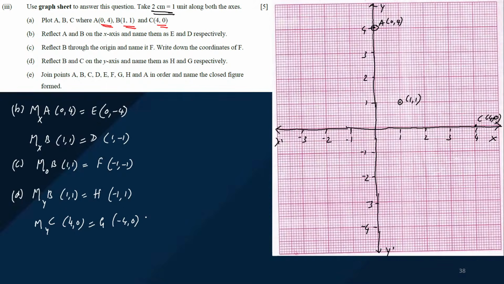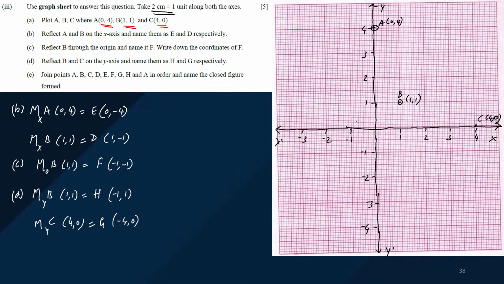Let us plot all these points. When I plot all these points, what happens over there? Please pay attention. Now I have already plotted A, B, and C. Now plot D, E. A, B, C I have plotted.